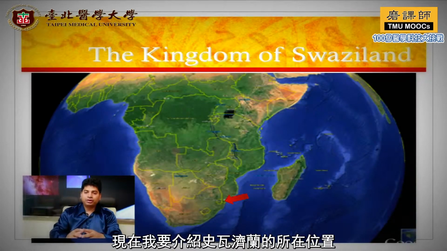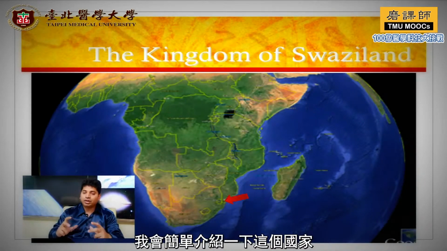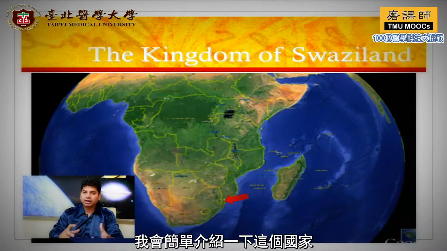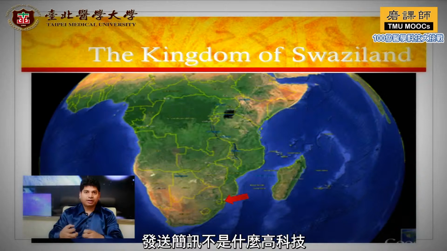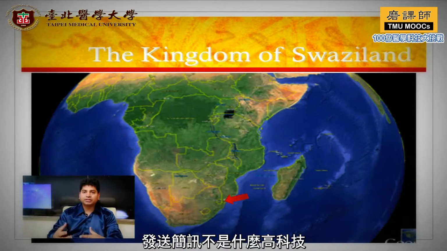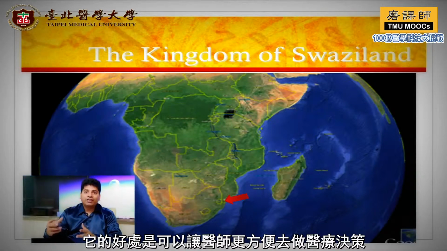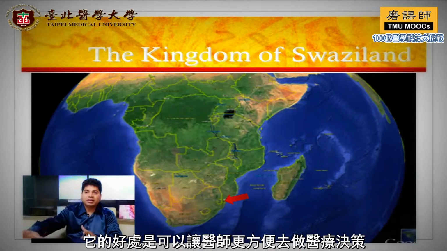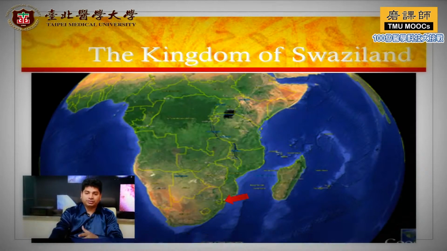Here I am showing the map of the Kingdom of Swaziland, and I will give a brief introduction about the country, why we have chosen that country, and why we have chosen to send SMS. Sending SMS is not an innovative thing, but the good thing is that we have evaluated how sending SMS to clinicians in remote areas helps them take decisions.